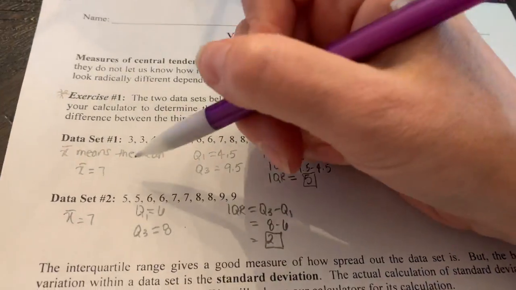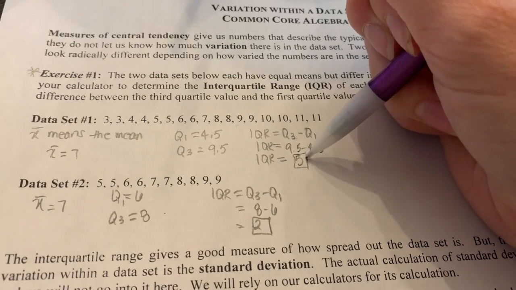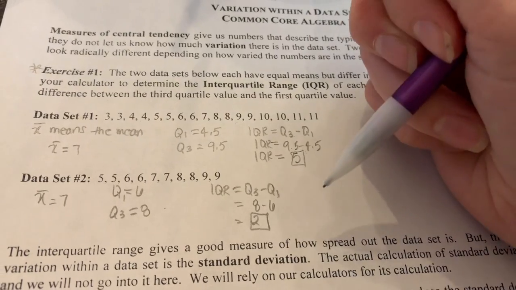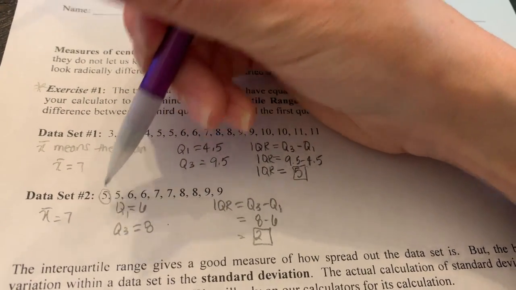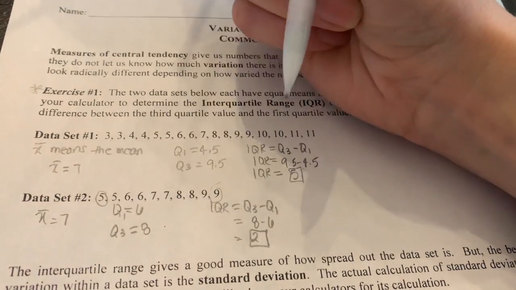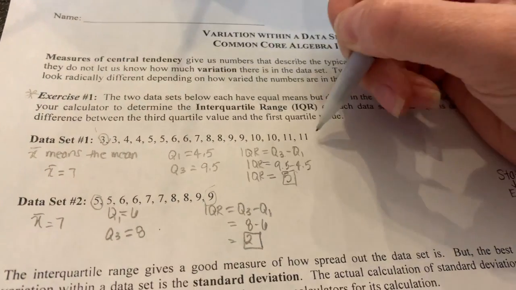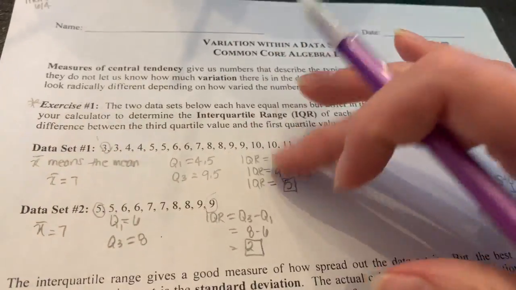So here's the difference. Even though these two data sets have the exact same mean, this one has way more variability. The difference between the upper and lower quartile is 5, and here it's only 2. When you look at the data, you can see why. The lowest value here is 5, the highest value is 9. They're all very close together. In this case, the lowest value is 3 and the highest one's 11. So there is more range here. There's also more values, right?